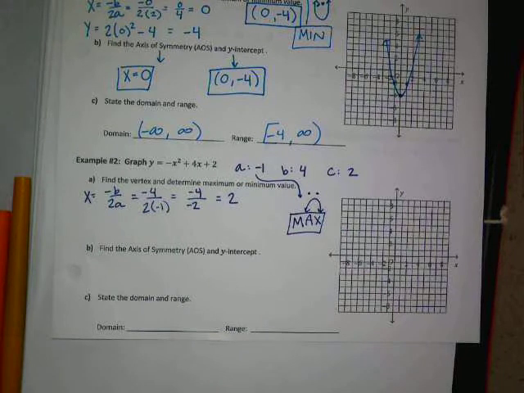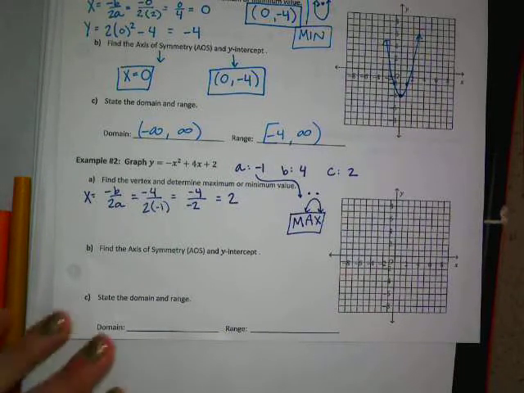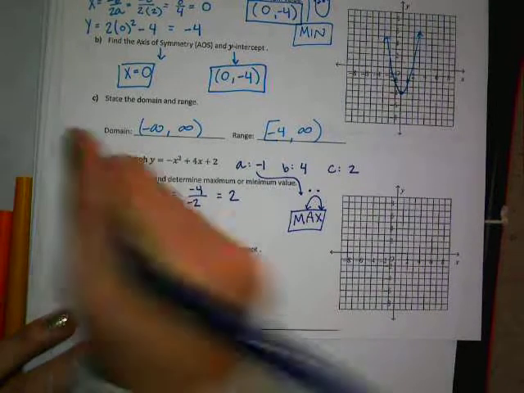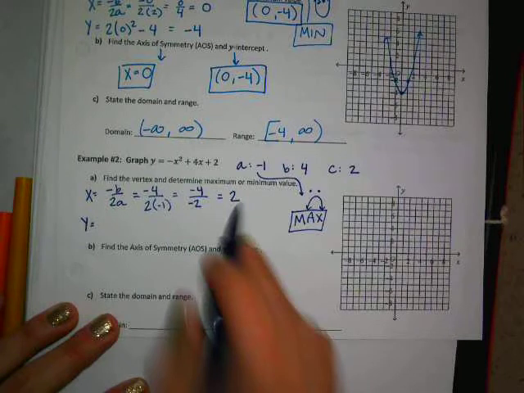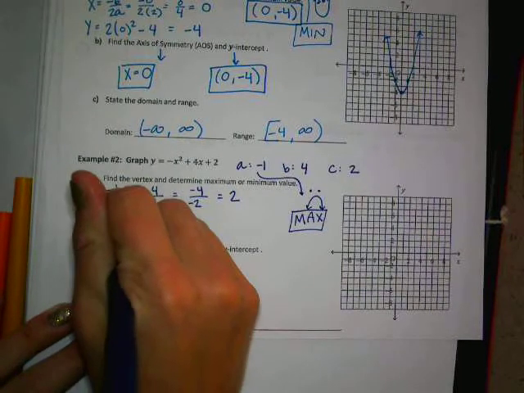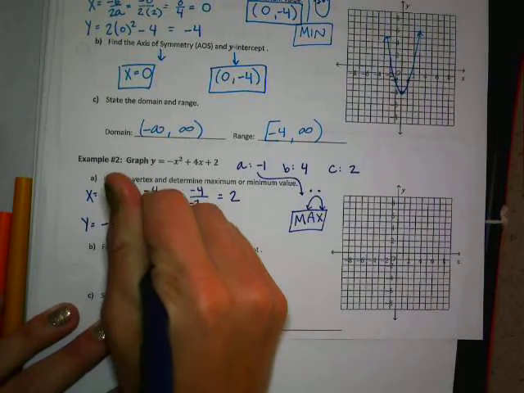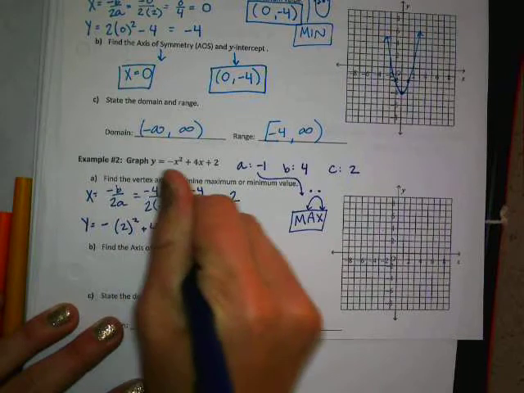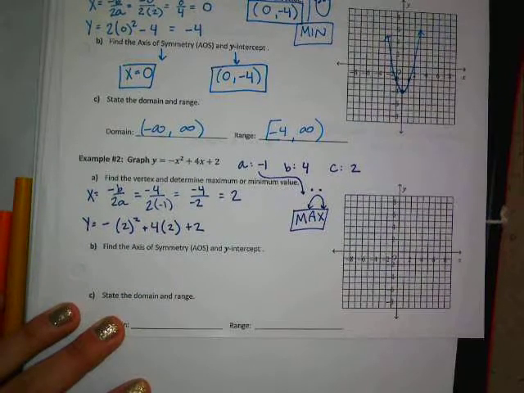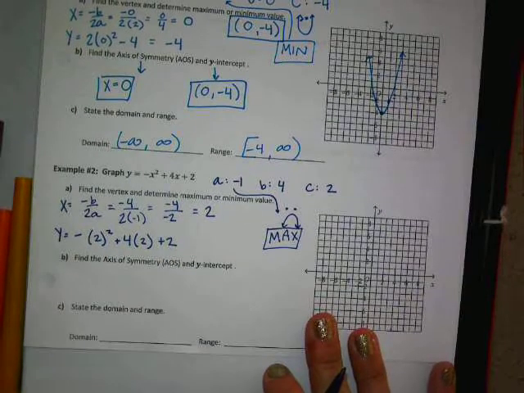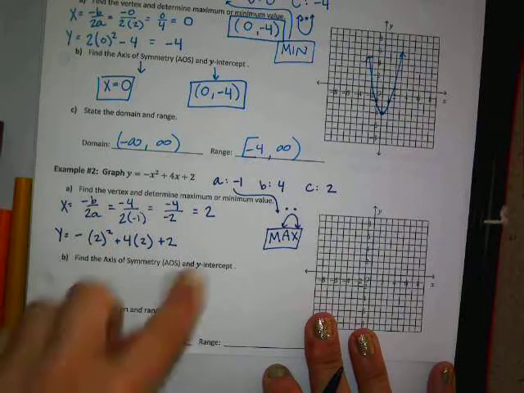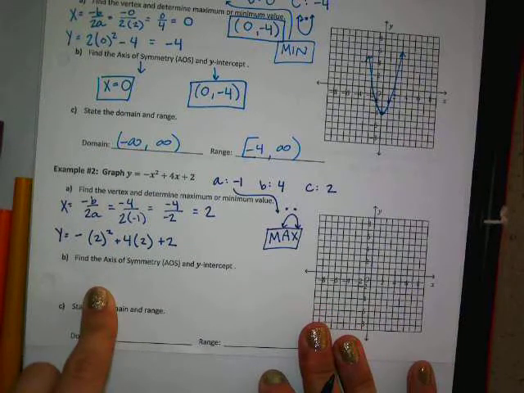2, good. All right, so for the Y, Caitlin, what number am I plugging in for the X? The 2, because X equals 2. So negative 2 squared plus 4 times 2 plus 2. All right, now here's the deal. I'll probably let you use a calculator on this, on the test, but I need to see the work. If you don't show work, I'm not going to be able to give you credit.